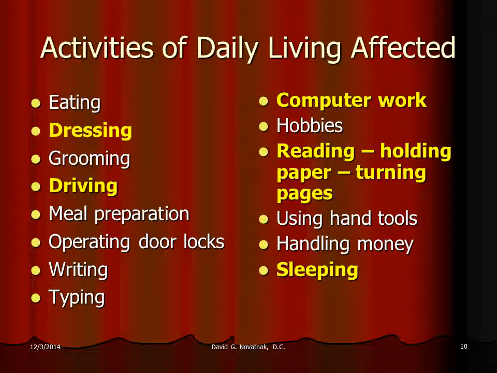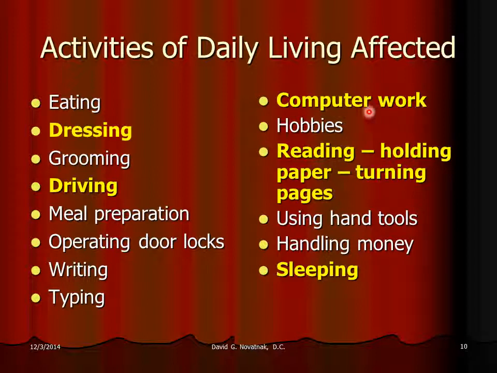These are the activities of daily living that are most affected. The ones that are highlighted in yellow are the ones that our patients tell us most about, period. For instance, people have problems getting dressed, particularly using buttons on their shirt. They also complain of driving the car. As they drive the car, their hands go numb, or in cases of very bad carpal tunnel, they even have a hard time turning the steering wheel.